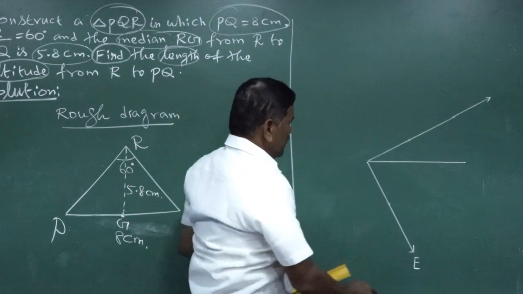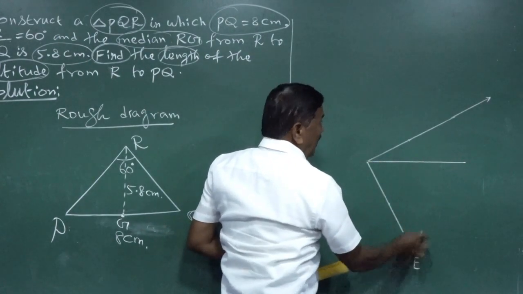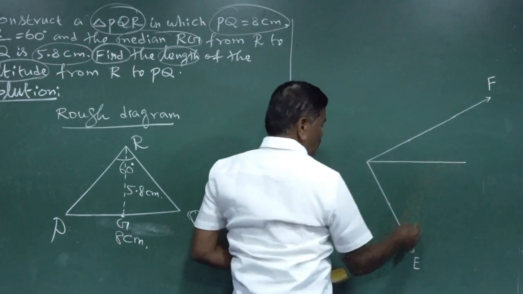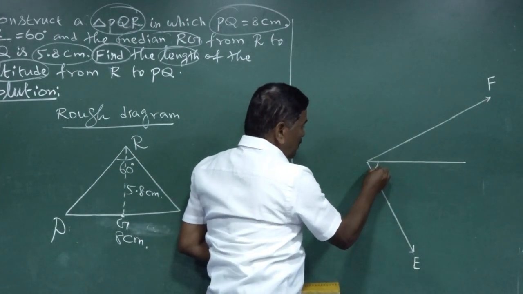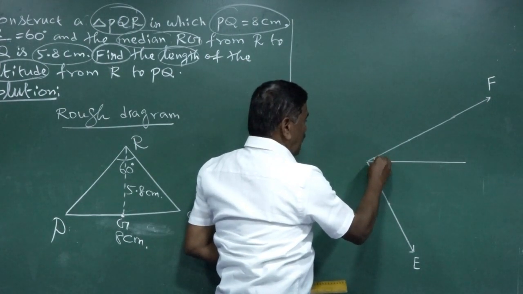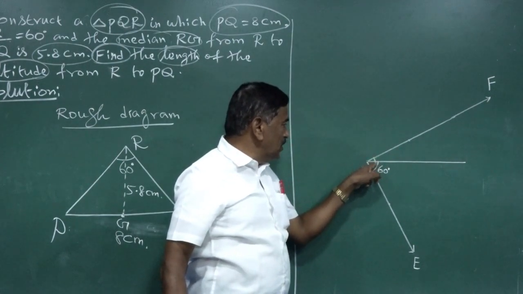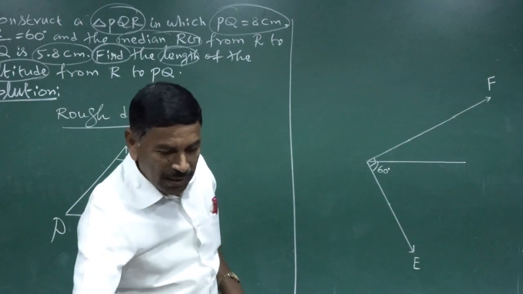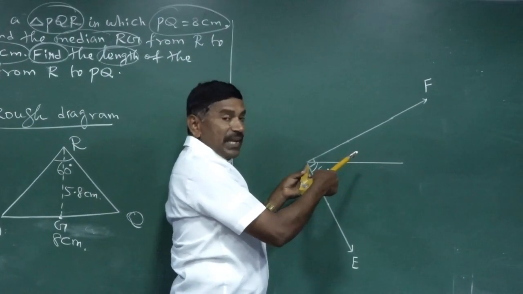Up to this, ready. Listen, P, Q, E, and this is F, capital F. P, Q, E, F. And here, which is 60 degree, and it is 90 degree. Okay, 60 degree, but this total angle equal to 90 degree. Up to this, correct. Now, take compass, listen carefully, P as a center.